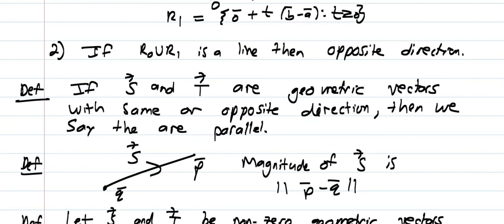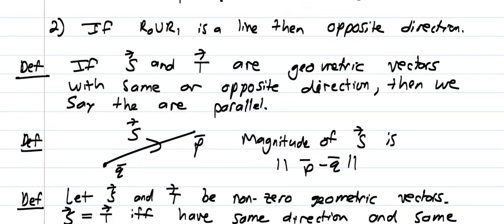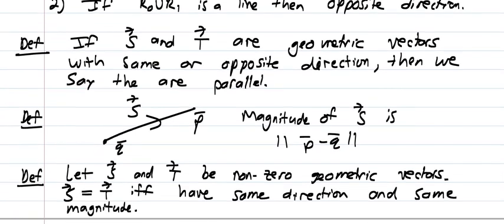Now remember, from high school you learned that a vector has direction and it has magnitude. So how do you define magnitude for geometric vectors? Well, if S is a geometric vector with initial point Q and terminal point P, we define the magnitude of geometric vector S as the norm of the terminal point minus the initial point, or the initial point minus the terminal point. So it is the norm of P minus Q.